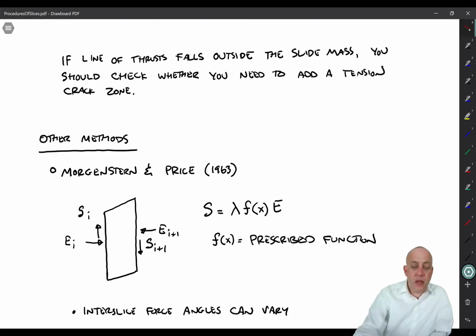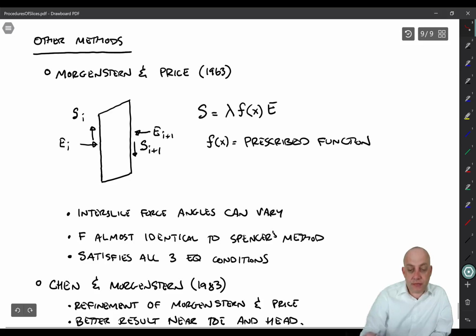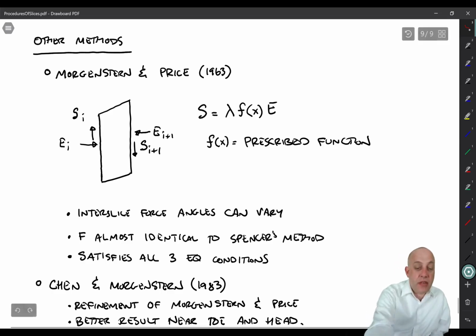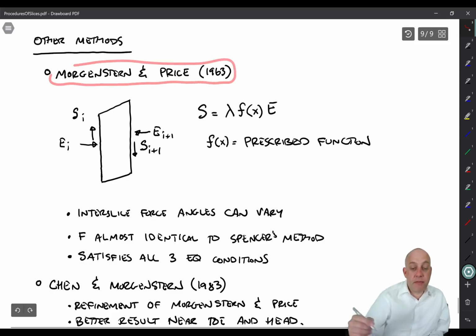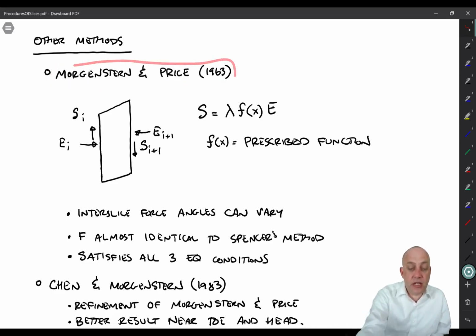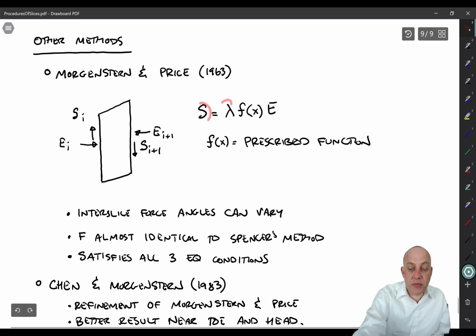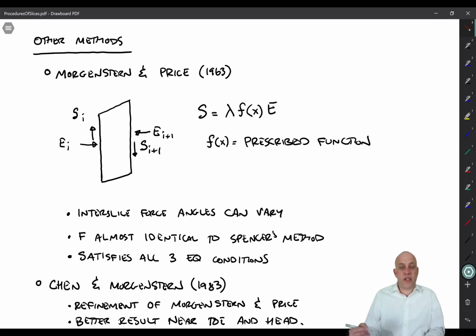Okay, let's talk real quickly about some other methods. I won't go through all of the assumptions that are made in these other methods, but I wanted you to be familiar with them. There's a method by Morgenstern and Price where instead of assuming that the interslice forces all act at a constant angle, they allow that angle to vary as you go from left to right throughout your domain. So the S forces are equal to some constant times a function that's prescribed, oftentimes a harmonic function, and then times the normal forces E. So in this way, the interslice forces can vary.